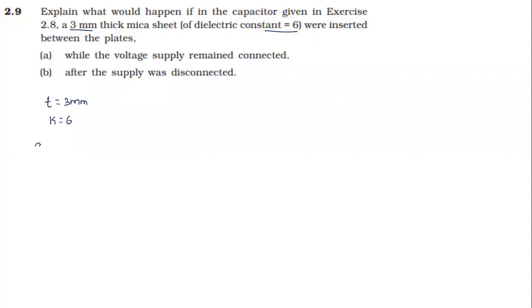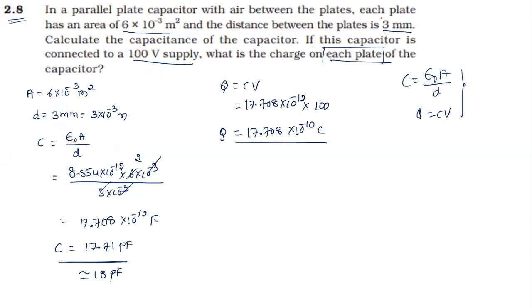First question, the A part of the question: while the voltage supply remains connected, means when the battery remains connected. I'm going to draw a simple diagram now. A capacitor, and it's connected to a battery. Initially the distance between the plates of the capacitor, as given in the previous slide, is 3 millimeter.